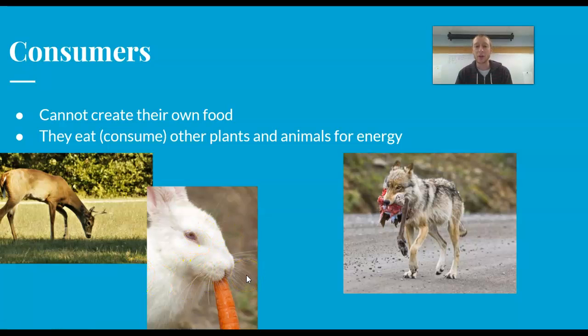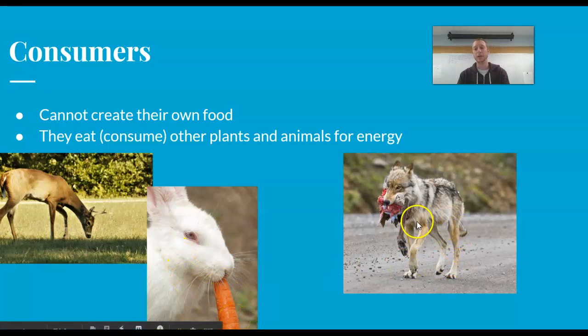It can't make its own energy, so it has to eat other things. In this case, it's eating a carrot. A carrot is a producer. It's orange, but it has green leaves. So this rabbit is able to get the sun's energy by eating this carrot.